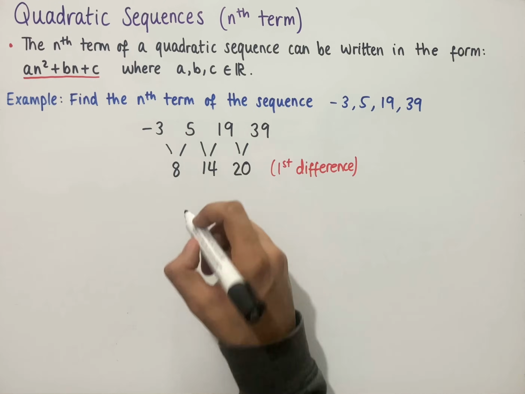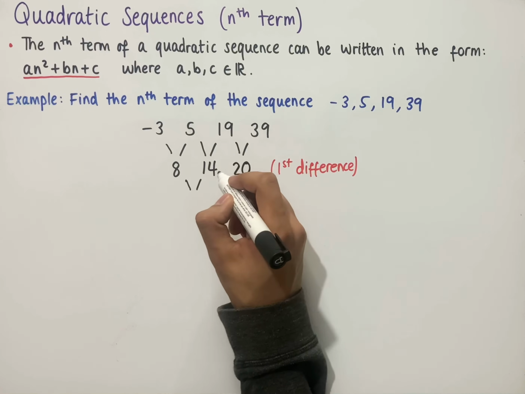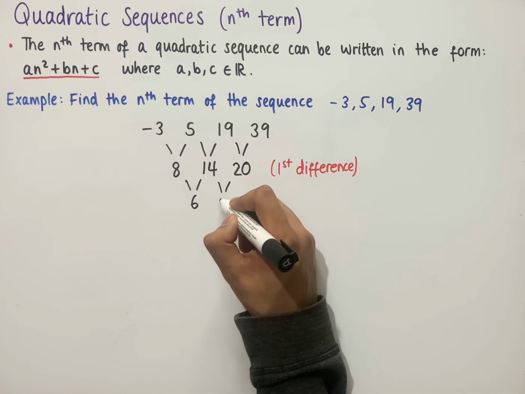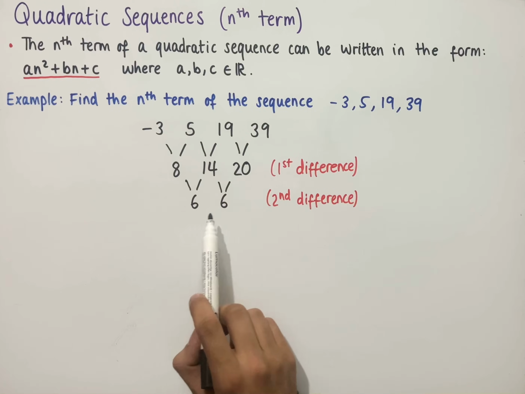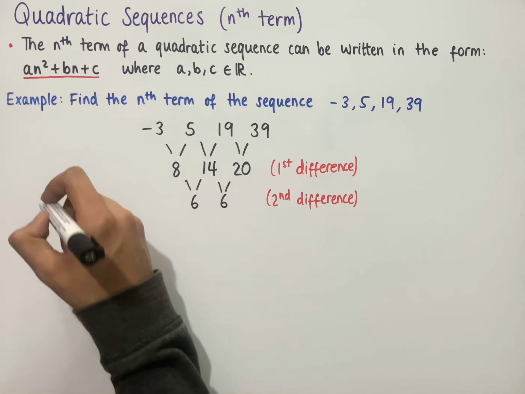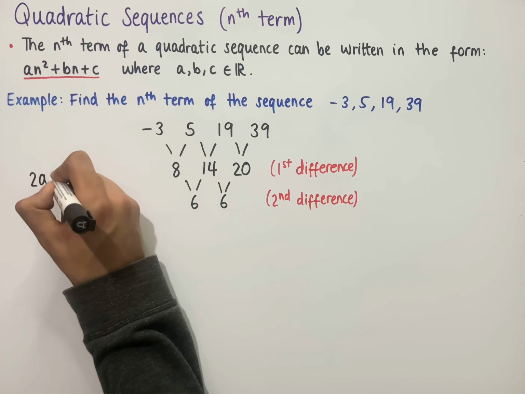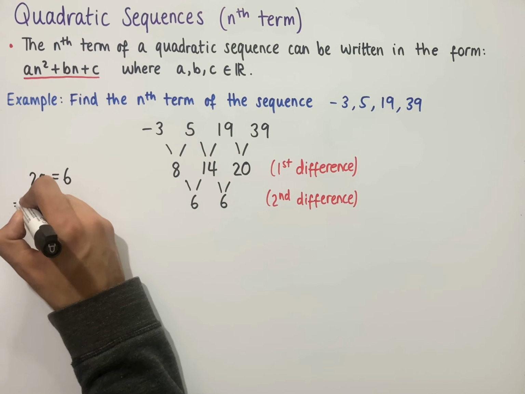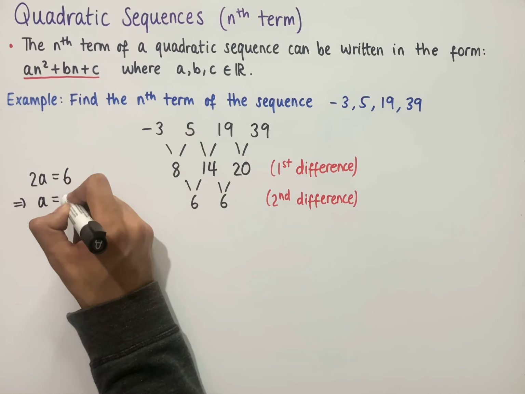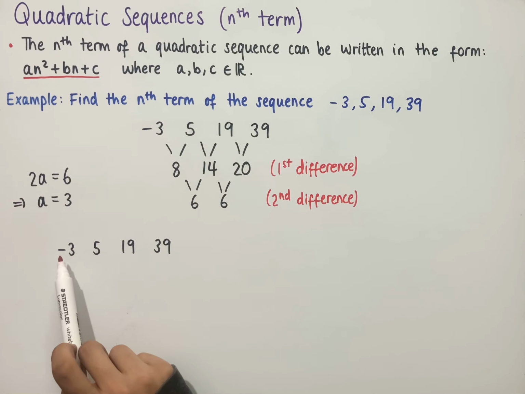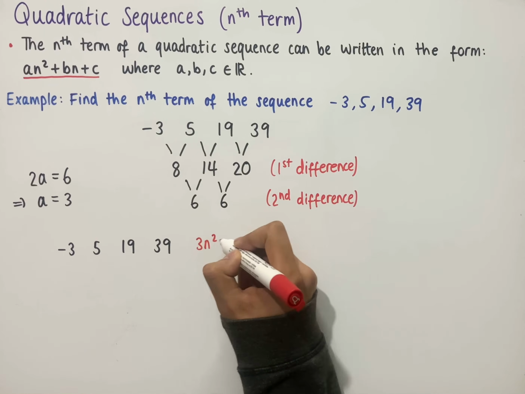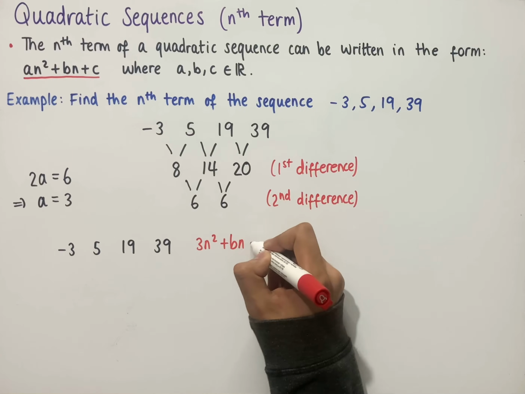linear sequence. And so we work out the second difference now, so that's 14 take away 8, which is 6, and 20 take away 14, which is 6. Because the second difference is the same, we can now write that 2a equals 6, where a is the coefficient of n squared. And so solving this equation, we have a equals 3. Therefore, the nth term of this sequence can now be written as 3n squared plus bn plus c.